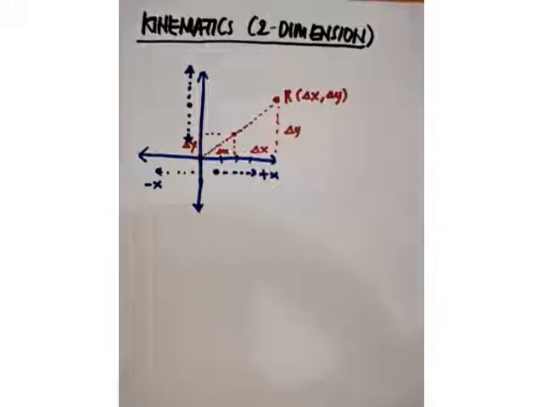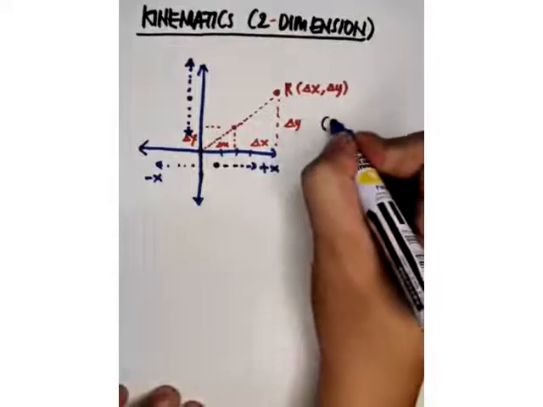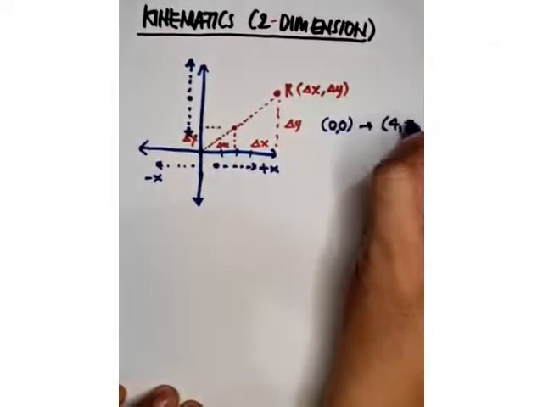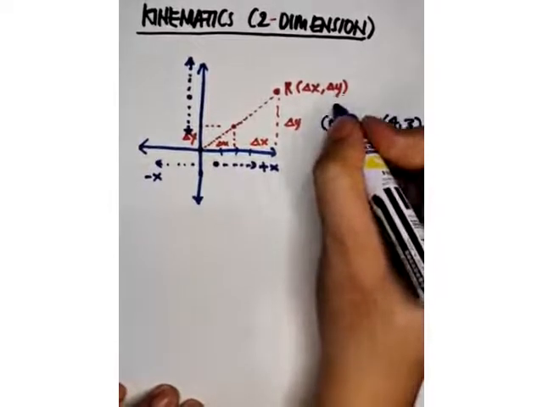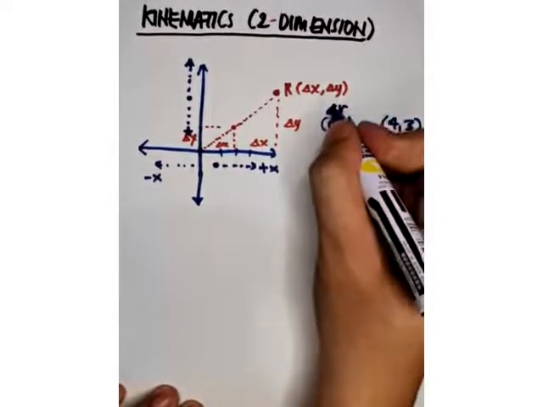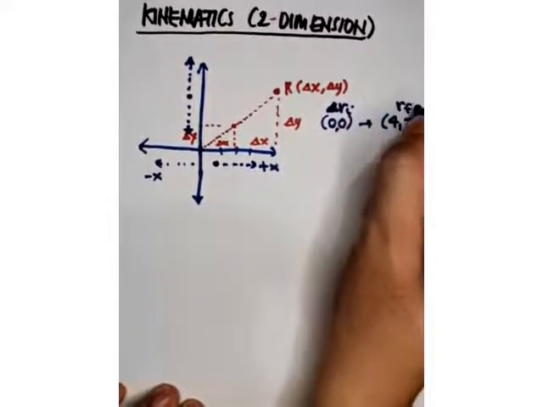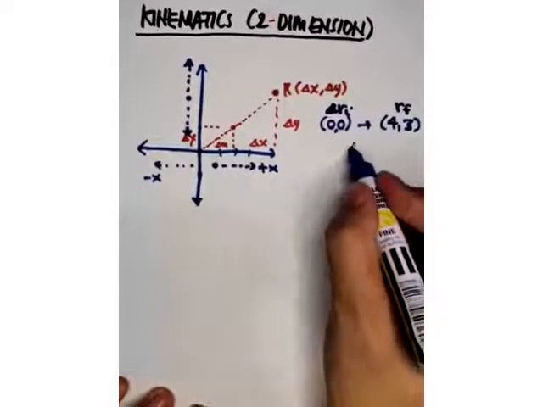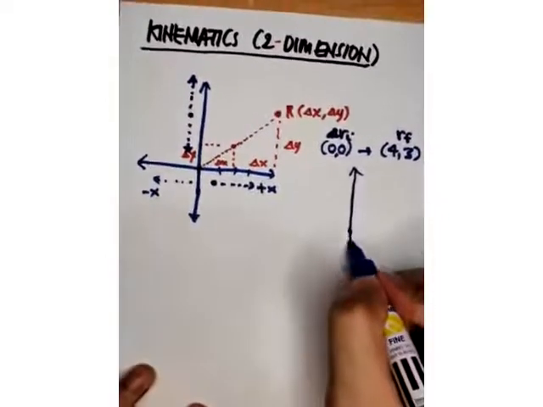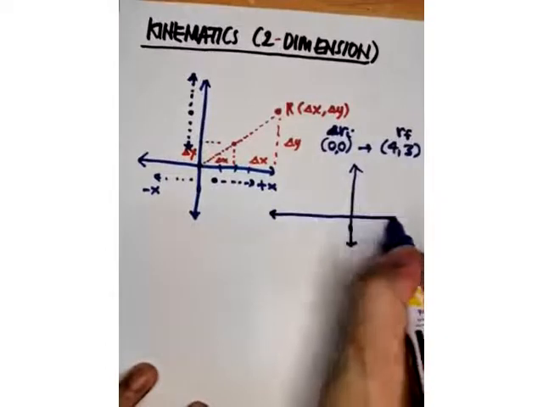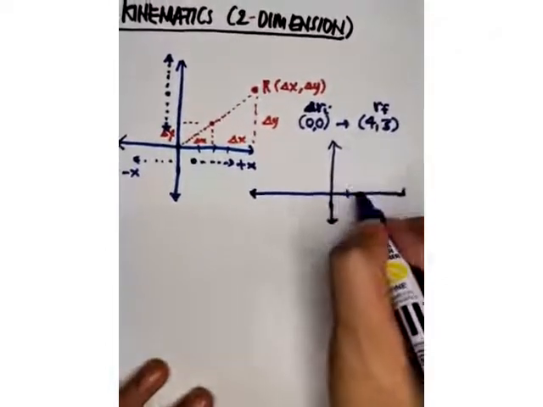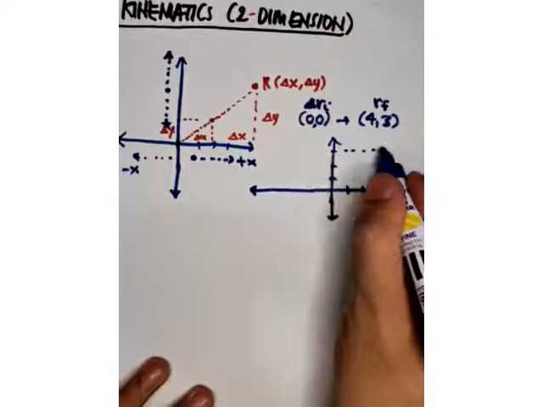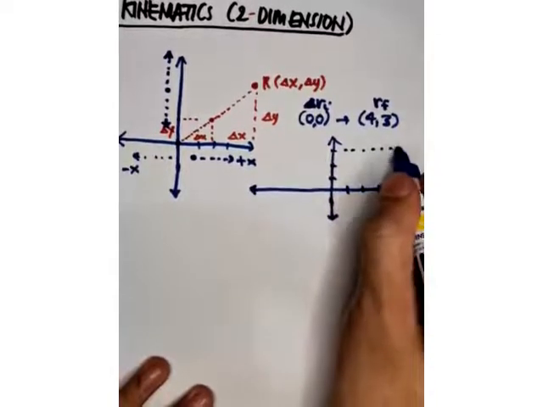Halimbawa, yung particle natin is initially nasa origin. Tapos bigla siyang nag-move to 4, 3. So ang R initial niya, tapos yung R final niya, naging 4, 3. Kung i-consider natin yon, ipa-plot natin siya. Nag-move siya along X, 1, 2, 3, 4. And then, nag-move pa siya along Y, 1, 2, 3. Therefore, nandito yung kanyang final position.